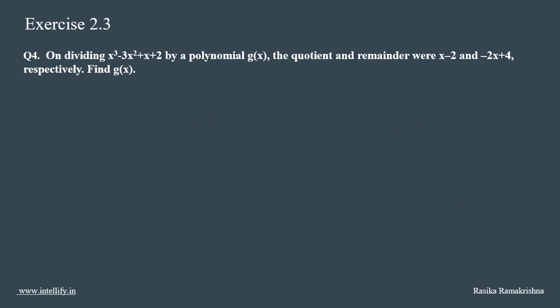Exercise 2.3, question number 4. On dividing x cubed minus 3x squared plus x plus 2 by a polynomial g of x, the quotient and remainder were x minus 2 and minus 2x plus 4 respectively. Find g of x.